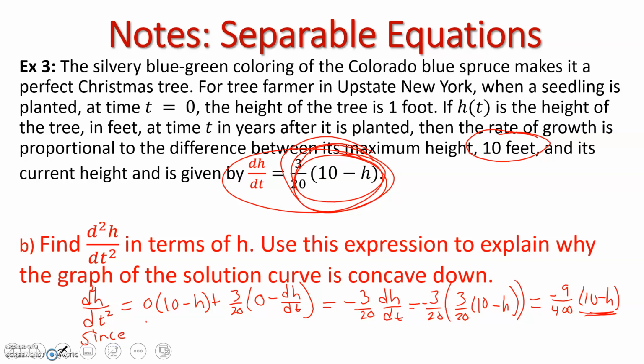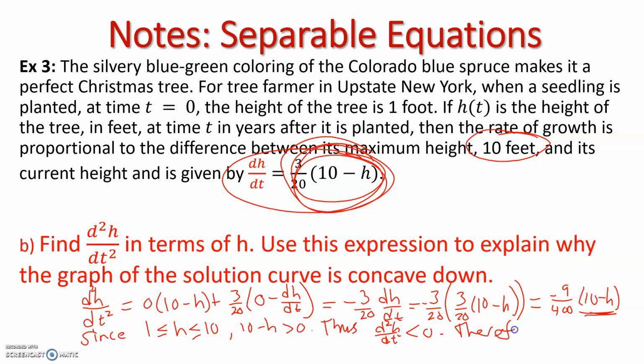So since our height is always forced to be somewhere between 1 and 10, we can see that 10 minus h is always positive. Thus, our expression, our second derivative, is always negative. Therefore, our original function, h, must be concave down. And that's it.